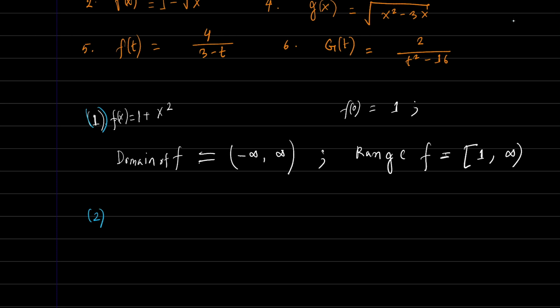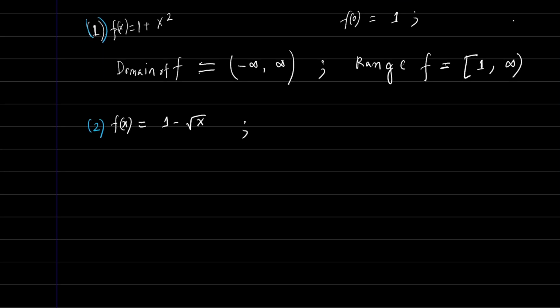What's number 2? Number 2 is f of x equals 1 minus square root of x. So let's solve this. We know inside the square root the value cannot be negative, so x has to be greater than or equal to 0. This can be 0. So the allowed value or domain of f is going to be from 0 to positive infinity. We can take 0. So what about the range?